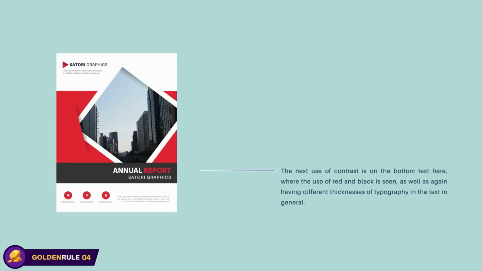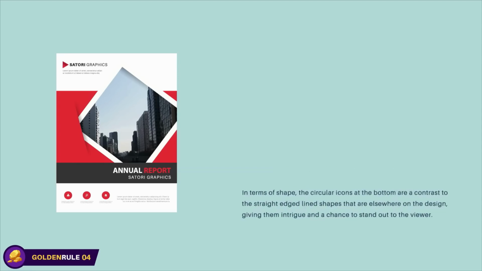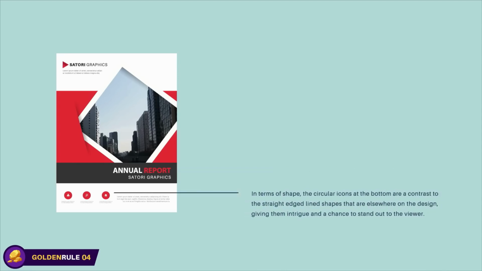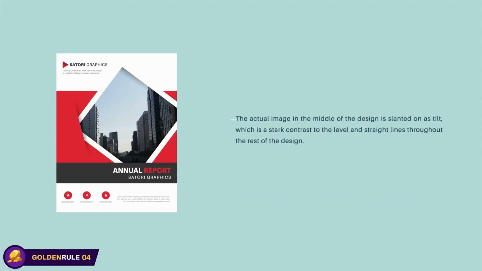And the next use of contrast is the bottom text here, and this is where the use of red and black is seen, which are two contrasting colors, as well as, again, having different thicknesses in the typography itself. And in terms of shape, the circular icons at the bottom contrast with the straight edge-line shapes that are found elsewhere in the design, giving them intrigue and a chance to stand out to the viewer.